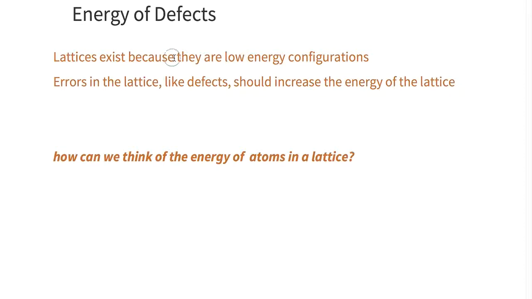So, lattices exist because they are low energy configurations. It would make sense then that errors in the lattice, like defects, should increase the energy of the lattice. So how can we think of the energy of atoms in a lattice, or just in general?